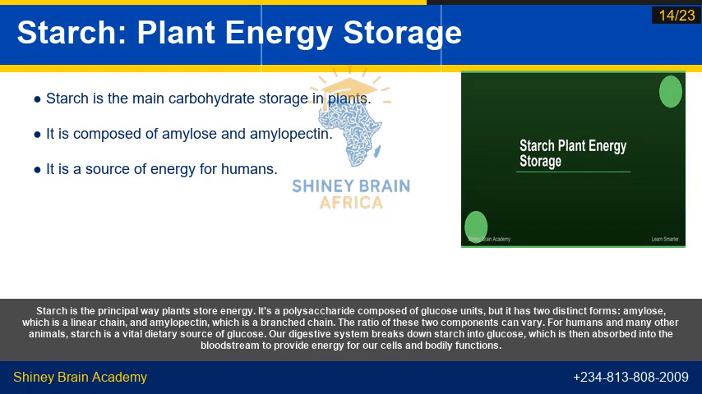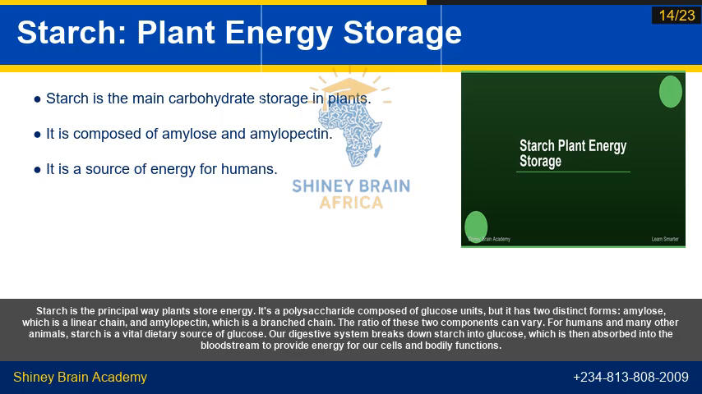Starch is the principal way plants store energy. It's a polysaccharide composed of glucose units, but it has two distinct forms: amylose, which is a linear chain, and amylopectin, which is a branched chain. The ratio of these two components can vary. For humans and many other animals, starch is a vital dietary source of glucose.